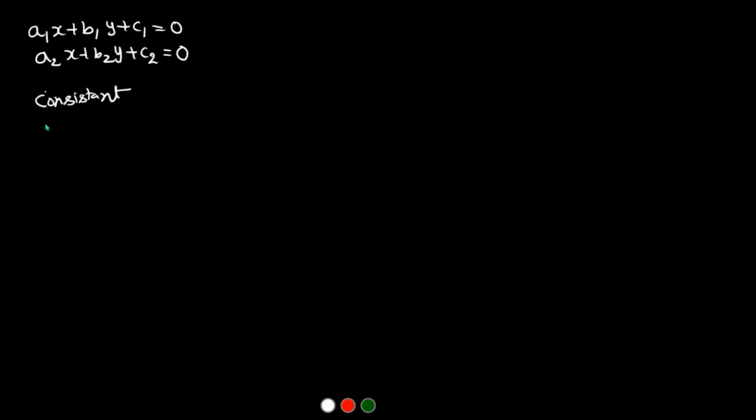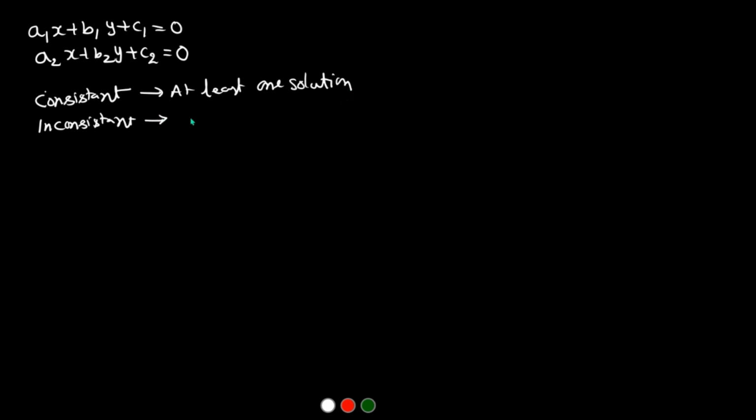So far we have seen the pair of linear equations. Okay, I am rewriting the pair of linear equations: a1x plus b1y plus c1 is equal to 0 and another equation a2x plus b2y plus c2 is equal to 0. See, consistent and inconsistent. Consistent means at least one solution. If at least one solution is there, those two lines are called a consistent pair of linear equations.